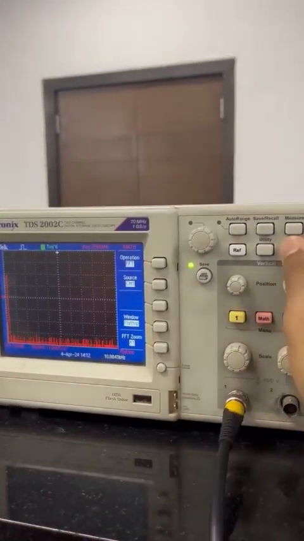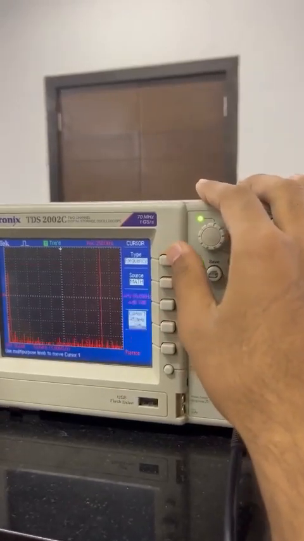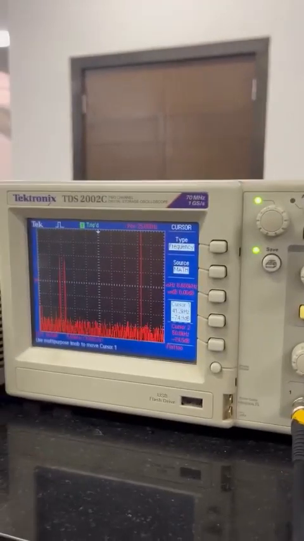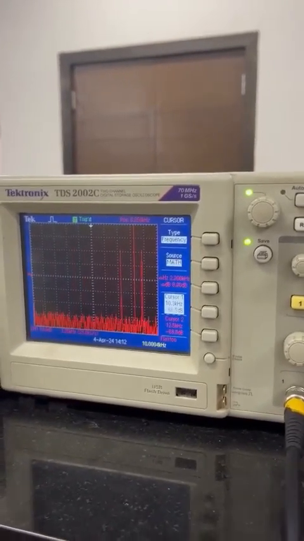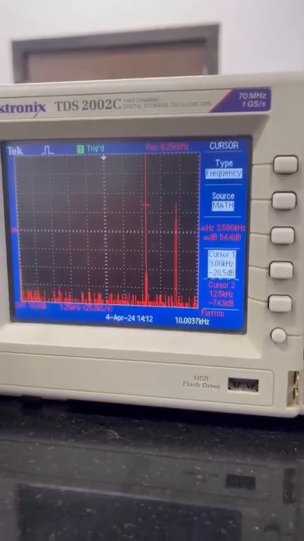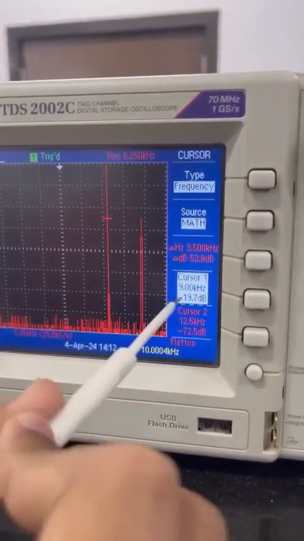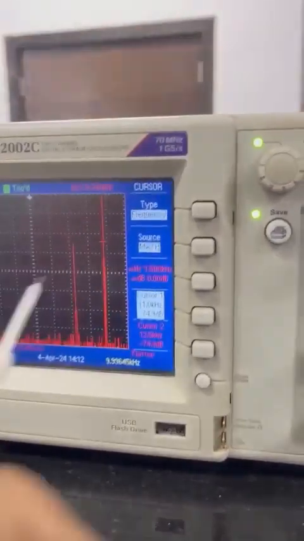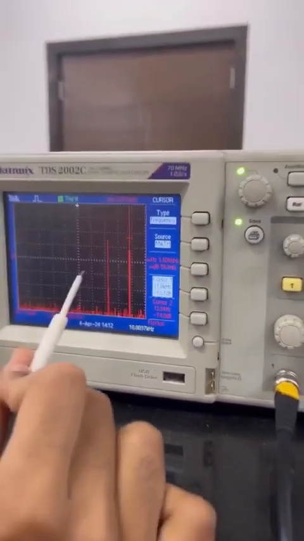In the FFT, we will use the cursor function, and we will change the scale. Now here we can see that the cursor is showing that this particular peak is coming at 9 kHz, and the second peak is coming at exactly 11 kHz. This means that the two frequency components present are F1 plus F2 and F1 minus F2.